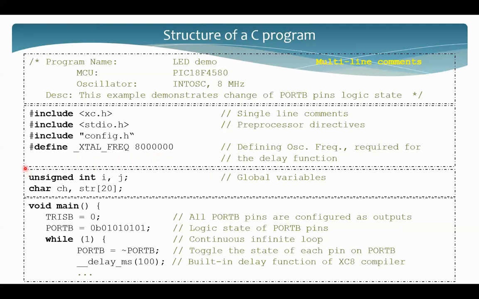Then we have a few examples of global variables. For example, unsigned integer i and j, character ch, and a string of 20 bytes. And then we have the main function. So these were the preprocessor directives and these were the global variables. Now we have the main function here. In a C program, the program execution starts with the main function. This void is the return data type. Main does not return anything, so we write void here. Then main is the name of the function.